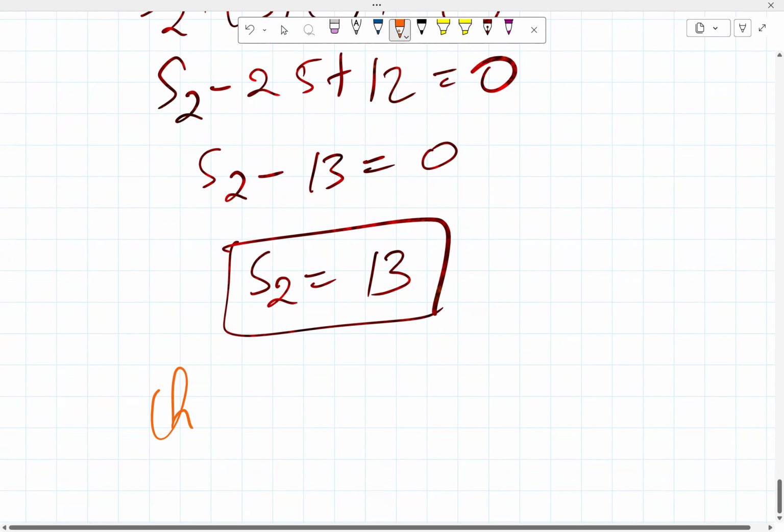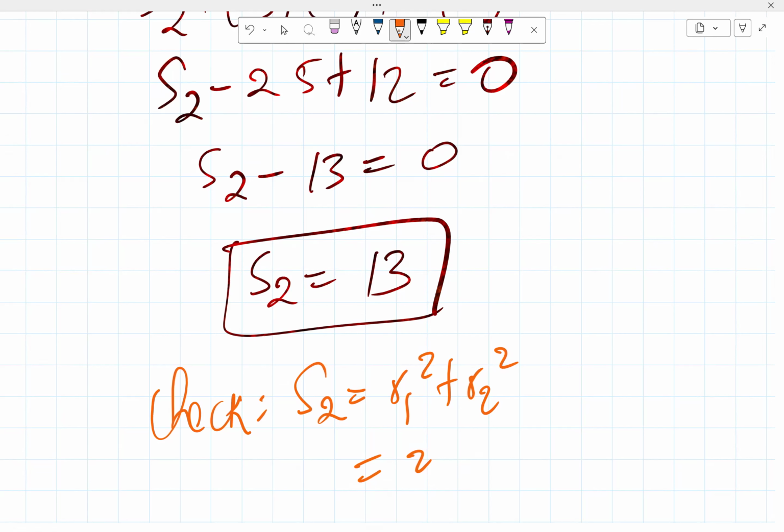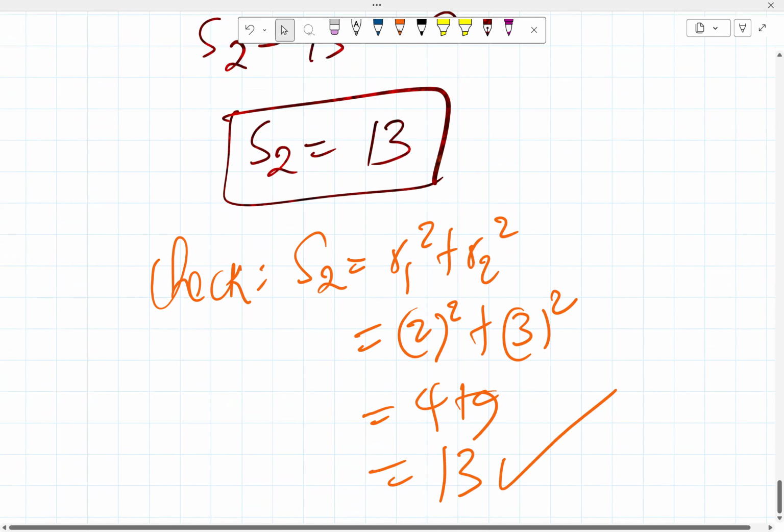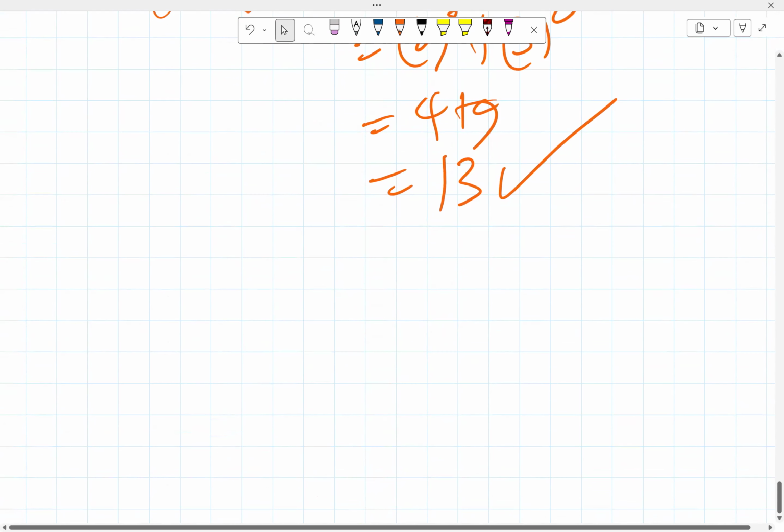Now we can check that S2 is the same thing as R1 squared plus R2 squared. That is 2 squared plus 3 squared, which is 4 plus 9, which is 13. So that is correct. Then we are looking for S3, so we can go for S3.